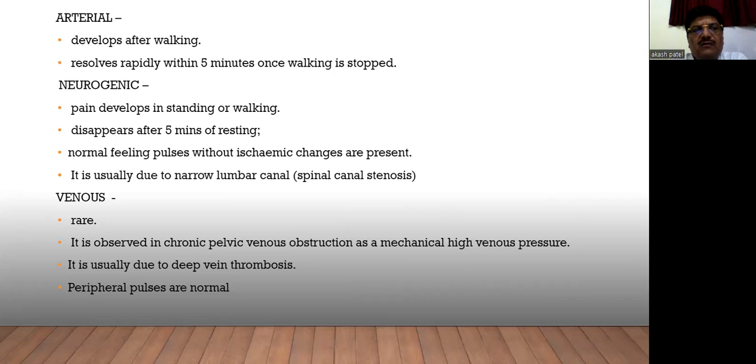In neurogenic claudication, the pain develops on standing or walking. When the patient stands up or starts walking, the pain comes quickly. And it takes longer to disappear after resting. But a very important aspect is that at any time you can feel the pulses being normal, without any ischemic changes on the feet. The pulses will be bounding, there will not be any absent pulses, while in arterial claudication, there will be absent pulses most of the time.